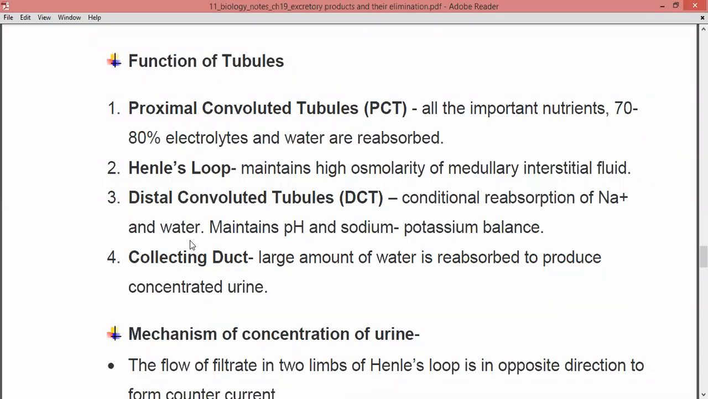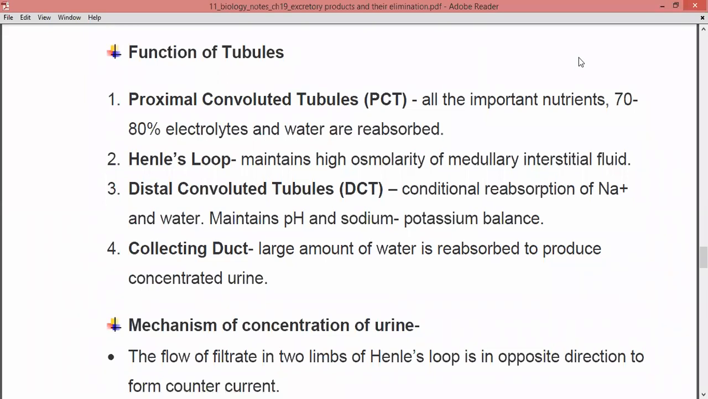as the water content is reabsorbed by the collecting duct, only a very small amount of filtrate, or we can say urine, is formed, and it becomes concentrated because more and more water is being reabsorbed. So the function of the collecting duct is to reabsorb a large amount of water, and this leads to the production of concentrated urine. So this is about the functions of the tubules.